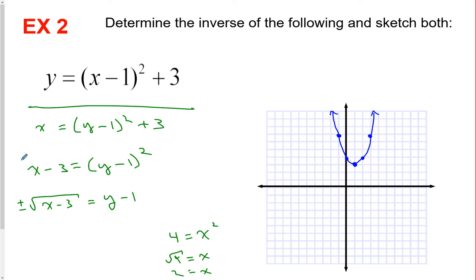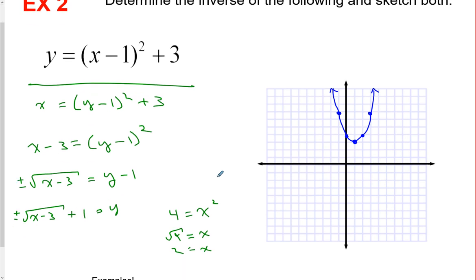So I have to put a plus or minus in there because it could be either of them when I take the square root. I don't know which it's going to be. It could be either. There's two possible situations there. Finally, let's add 1 to both sides. So we're going to end up with plus or minus the square root of x minus 3, plus 1. And that's going to be my inverse function.